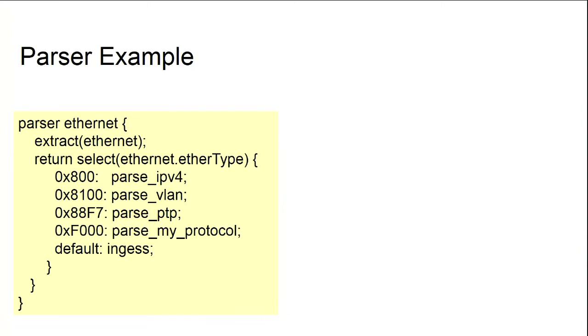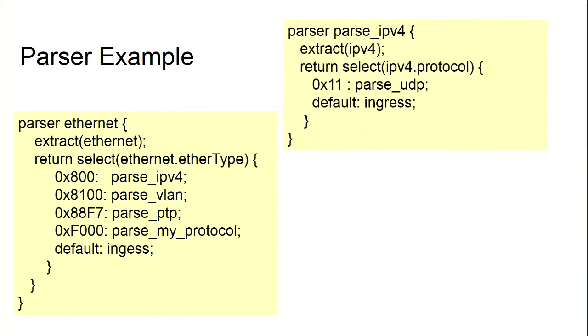So you use those header definitions in the parser. We start at the top layer of the parser. It says, okay, if you have an Ethernet packet, go ahead, extract the Ethernet headers, and then based on the ether type, if it's IPv4, you're going to parse IPv4. If it's a VLAN, you can parse the VLAN. If it's PTP, you can parse the PTP. If you want to invent your own protocol, you can use an ether type that's not used by something else and make your own protocol. And then if it's something else, just go to the rest of the ingress pipeline.